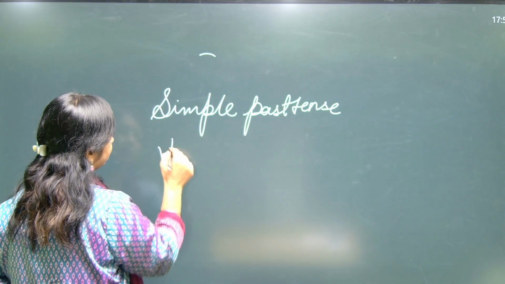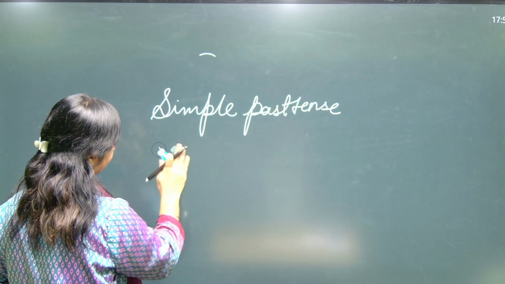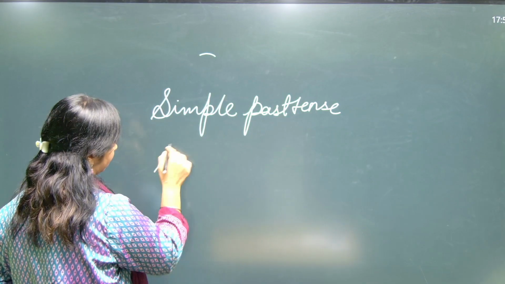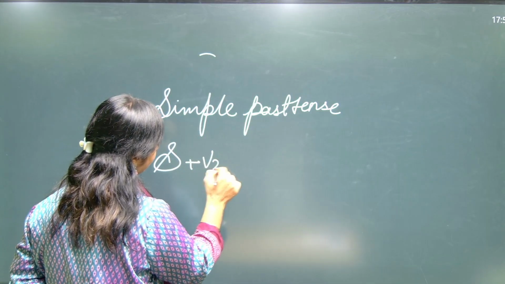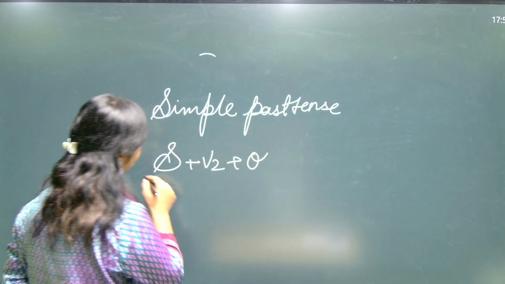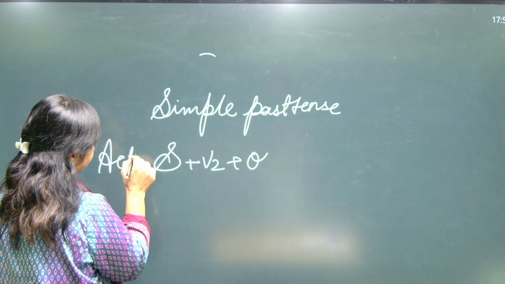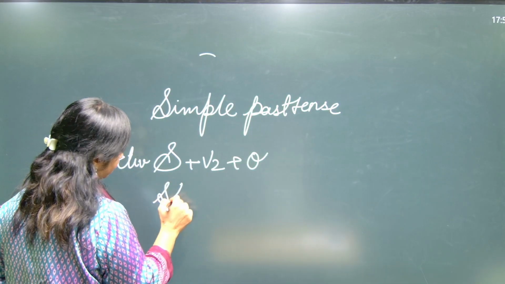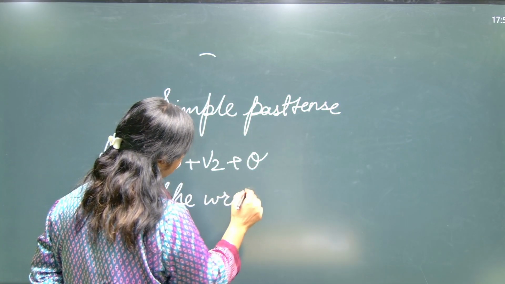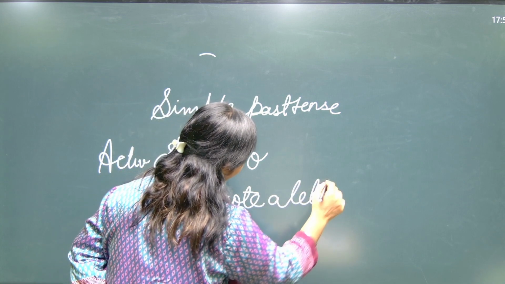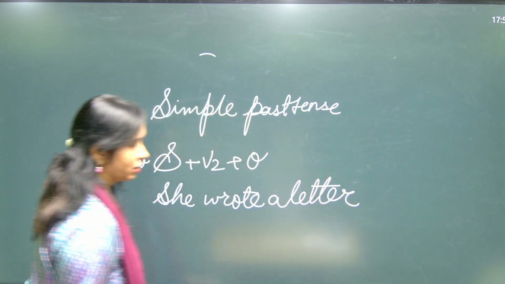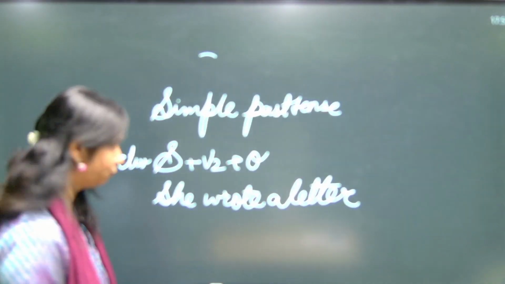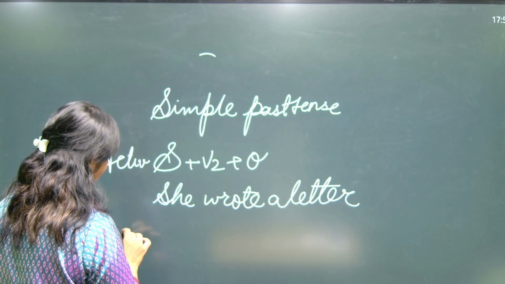The format is subject plus verb's second form plus object. Now this is active voice. She wrote a letter. Now when we have to change it, we have to use our verb's third form, and we have to use here was, were according to the object.